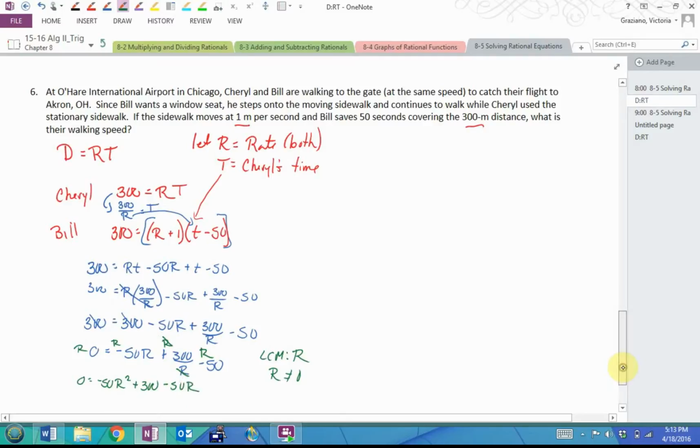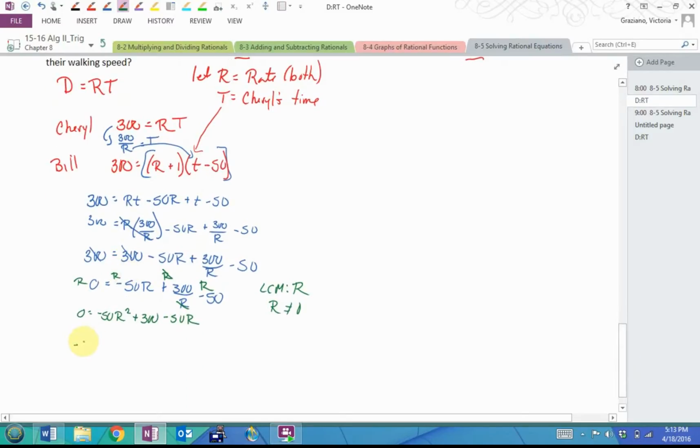So I have a nice quadratic here. I'm going to turn this around. You guys know I don't like a negative out there. Let me erase that so we don't. I don't like this negative, so I'm going to move everything to the other side. So 50r squared plus 50r minus 300 equals 0. Okay, so I'm going to go ahead and solve this for r.